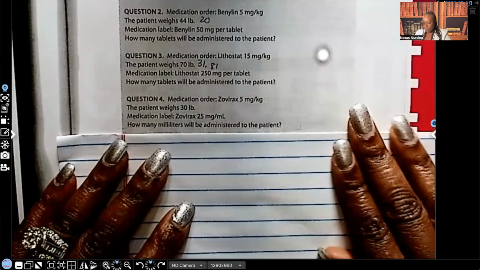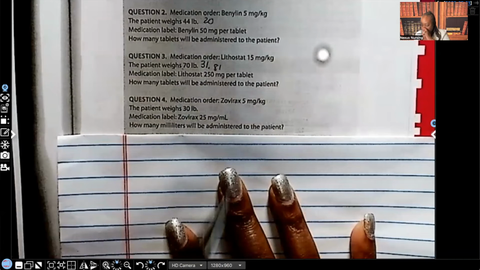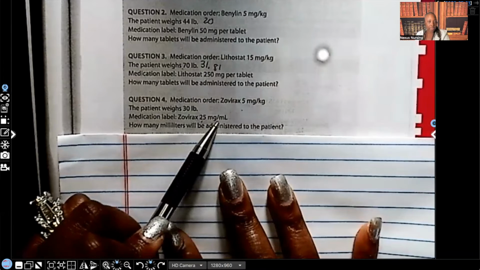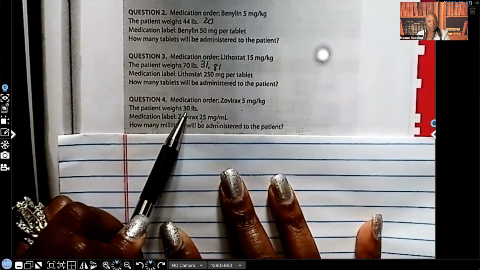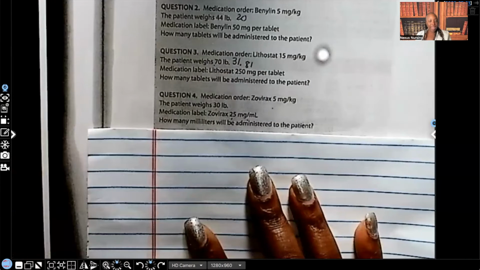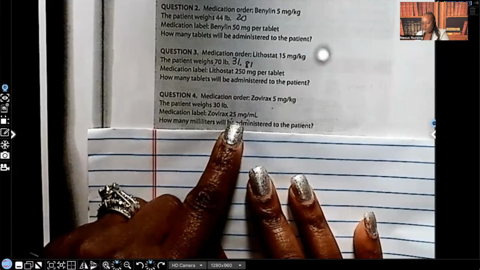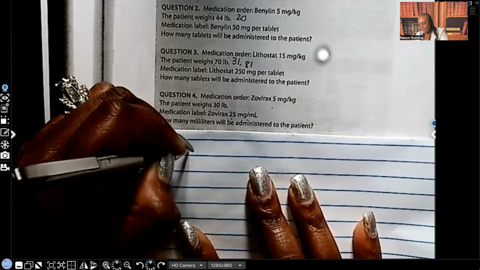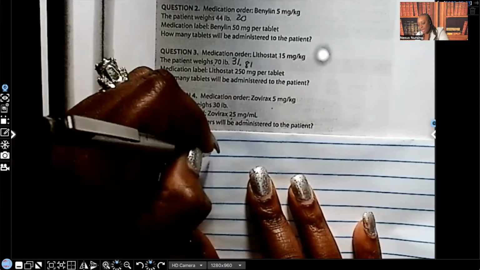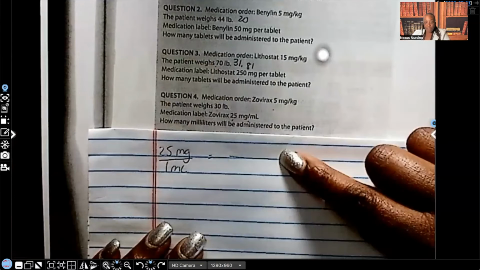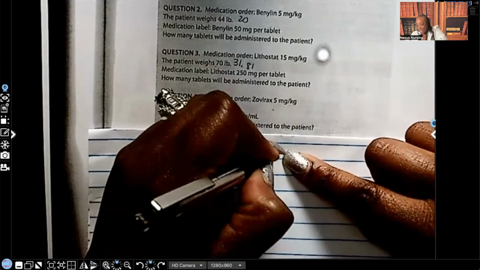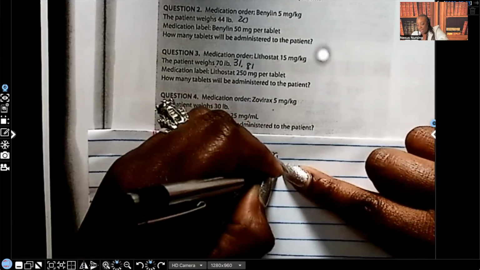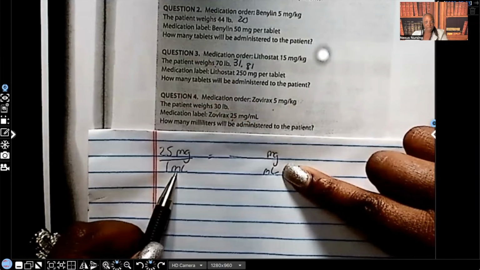So here's number 4. It says what's ordered is Zovirax 5 milligrams per kilogram. We have 25 milligram per ml. So this is ml. This is going to be fluid. Patient weighs 30 pounds. Again, let's start with what's connected. Our 25 milligrams per ml. Let's write it down. 25 milligrams per 1 ml is equal to whatever's up here is going to be milligrams. And I know this because the other side is milligrams. And what's down here is going to be mLs. And I know this because the other side is ml, right?